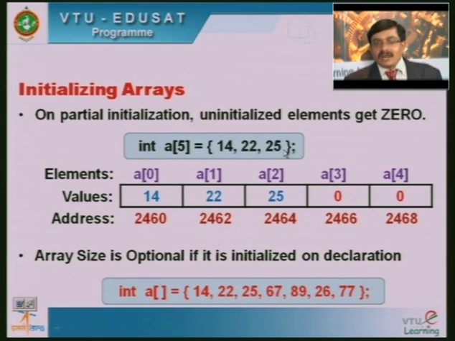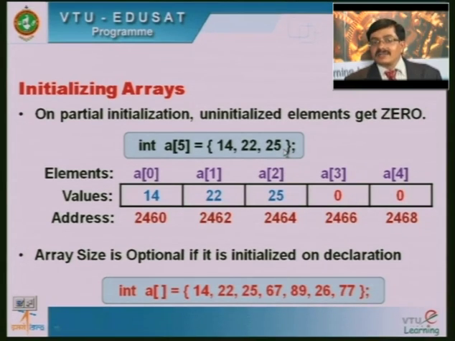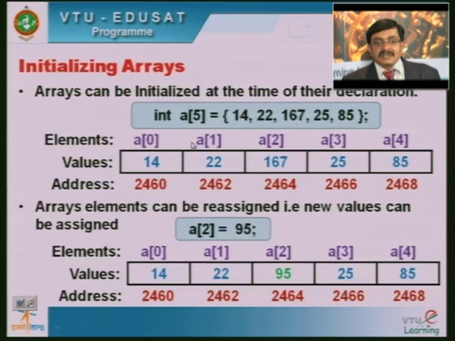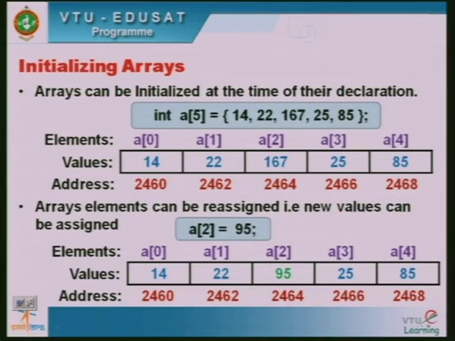And you need not put a comma at the end of the last element. We can notice that every element is separated by a comma, a delimiter which is used to assign the elements to the array elements at the time of their declaration. Even in the previous slide we can see that we have declared an array of 5 integer elements. 14, 22, 167, 25, 85 are all separated by a comma delimiter, right? So 0th value, first value, second value, third value, fourth value, and the last value need not be delimited with a comma.